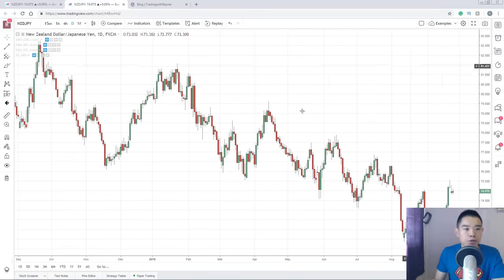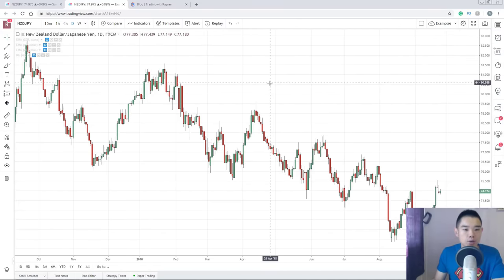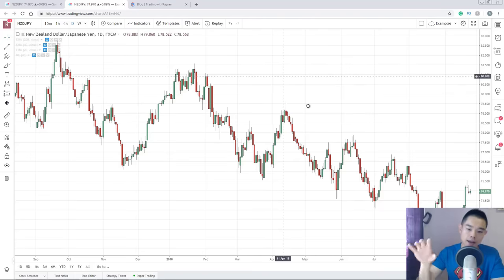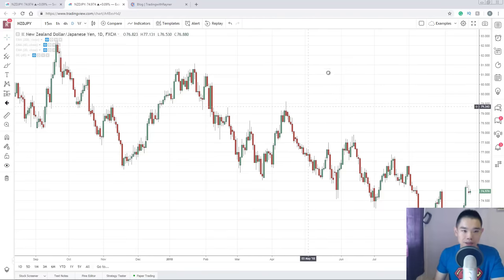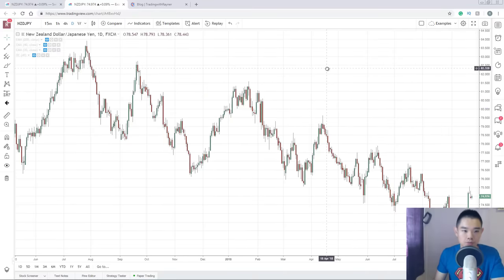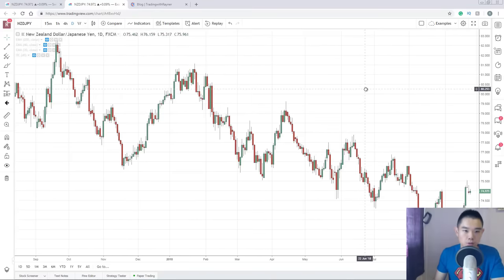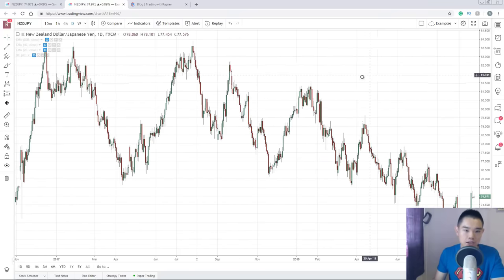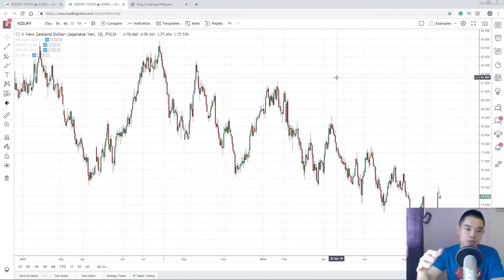So this one over here, let's see. This is New Zealand Yen. Usually, this is a TradingView platform. I reset my chart, and I like to scroll down my mouse 5 times. 1, 2, 3, 4, 5. So you can see that this is how much information I want to see on my chart. This is where you can see much more data and clearly identify the obvious points that you want to be drawing.